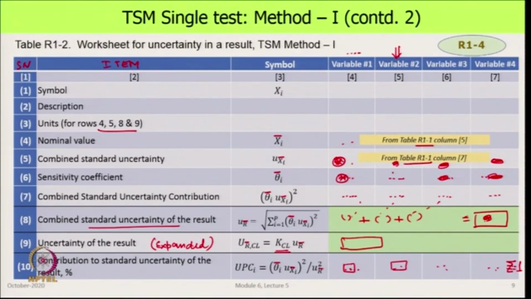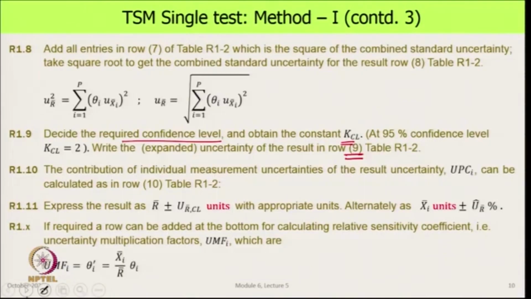So, this completes method 1. Finally, of course, we just express the result as r bar plus or minus U r bar C L, in terms with its units, or x I in units plus or minus some percentage, either way. And if need be, if we want to calculate the theta I primes, we can add one more row and calculate the uncertainty multiplication factor theta, or the non-dimensional sensitivity coefficient, as x I bar upon r bar into theta I. So, that is why it is left as an option.